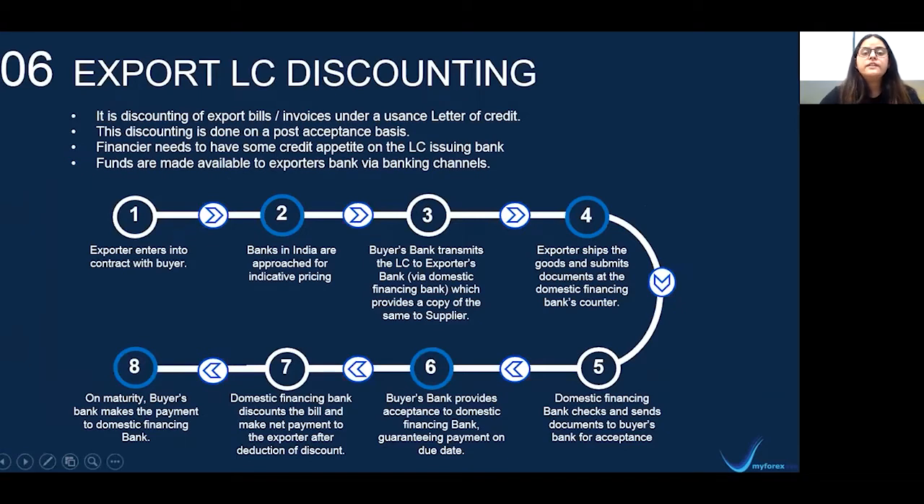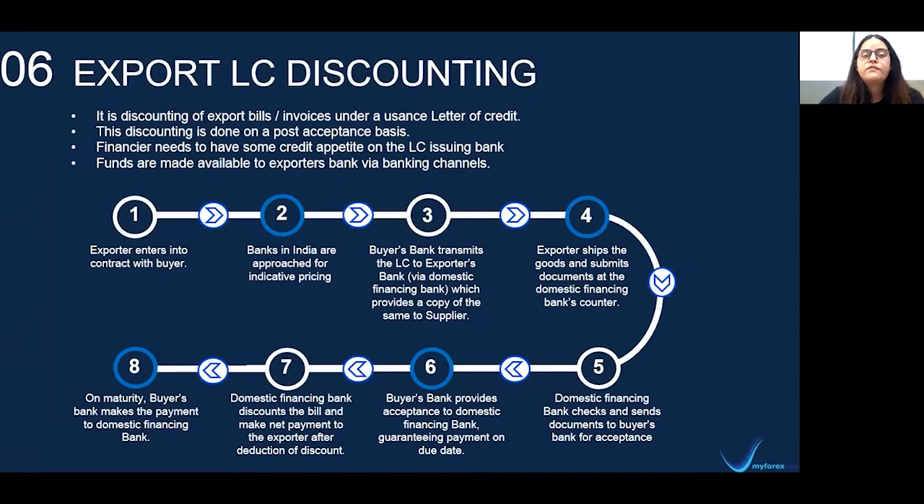It is discounting of export bills or invoices under usance letter of credit. This discounting is done on a post-acceptance basis. The financier needs to have some credit appetite on the LC issuing bank to avail this discounting. The funds are made available to the exporter's bank via various banking channels.